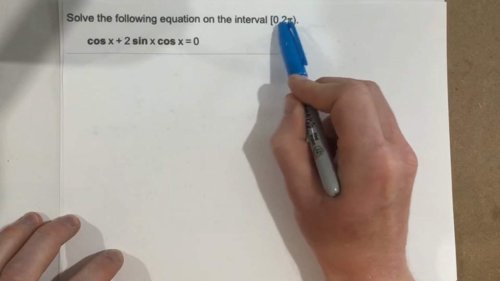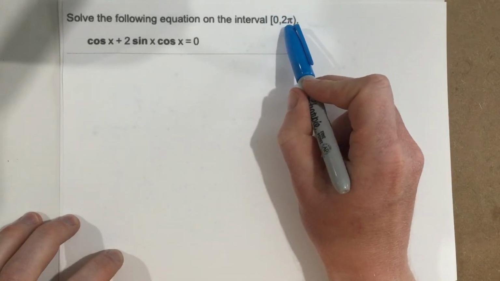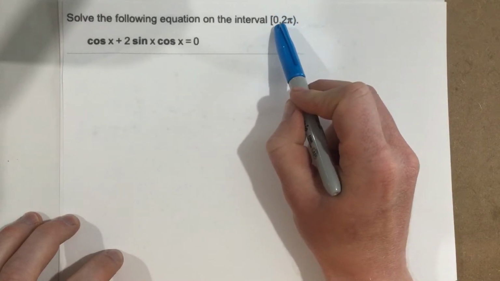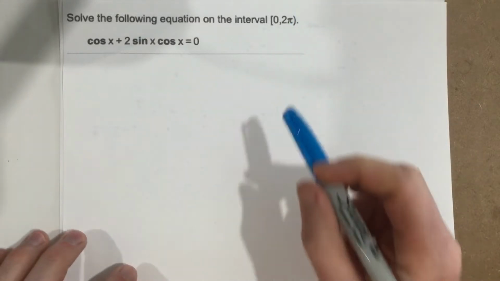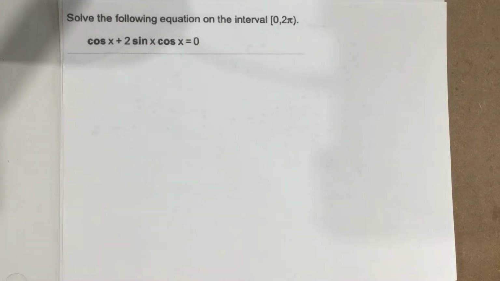Now, 0 to 2 pi, the reason they're restricting us here is they don't want to have a bunch of coterminal angles for our answer. They only want the angles between 0 and 360 degrees essentially. So they're excluding all the other coterminal angles so that we don't have infinite solutions for those angles.